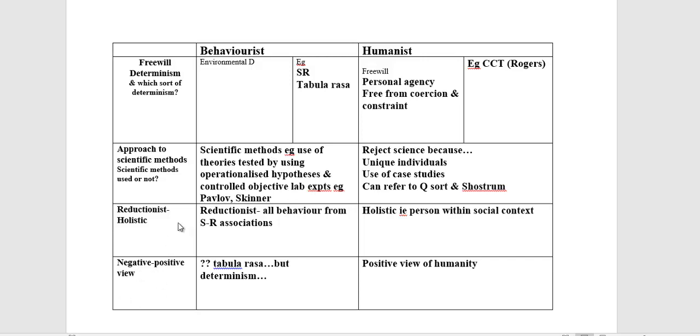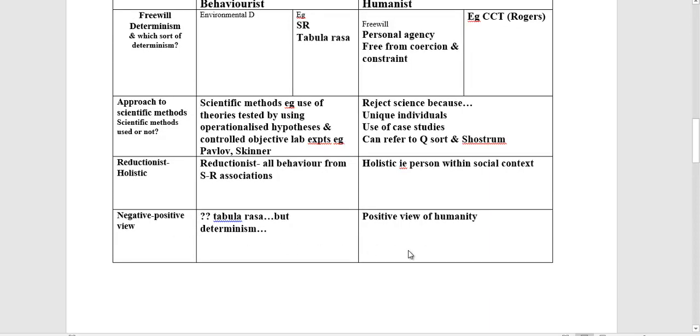Another comparison point you might want to talk about: reductionism versus holism. We know humanists are holistic, so they look at the whole person within their social context. Don't just say looking at the whole person within their social context, so what we call higher levels of examination. In other words, we can bring in not just the unconscious, etc., but the person within their social context. And sometimes that differs from just the individual person. We know that we behave differently within a social context, so it's important to stress that, as opposed to behaviourists who, as we know, are very reductionist, and they say all our behaviour comes from stimulus-response associations.